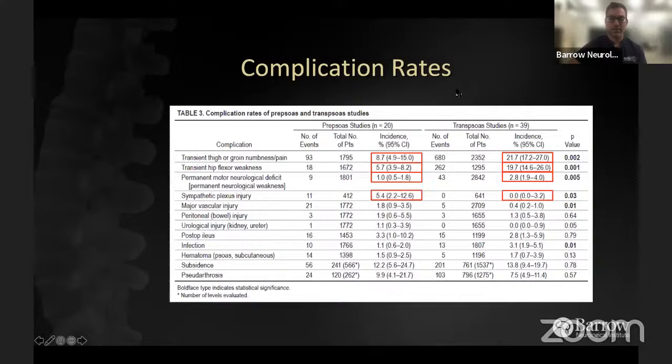Contrarily, the sympathetic plexus injury was much greater for the pre-psoas studies. There were none reported in the trans-psoas papers. And the rate of major vascular injury was 1.8% versus 0.4%, so it was greater in the pre-psoas group. There were no differences between the two approaches for bowel injuries or urological injuries, including kidney or ureter. There's no difference in ileus. The infection rate was higher in the trans-psoas studies, and there was no difference in hematomas.